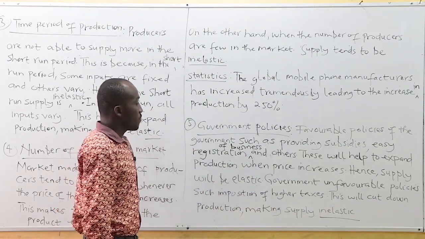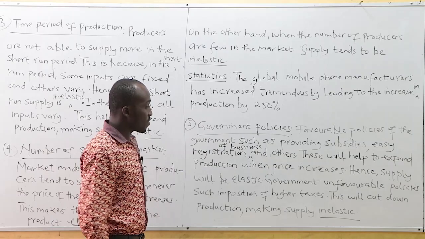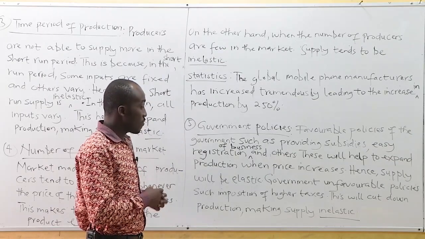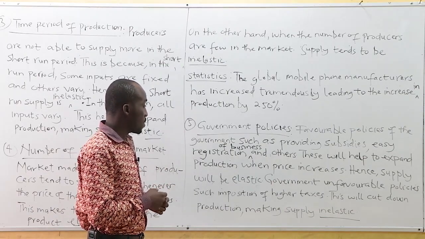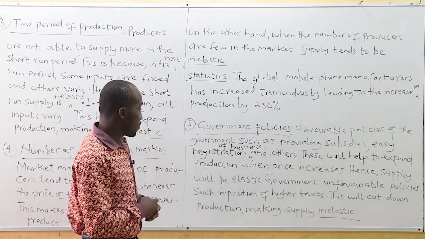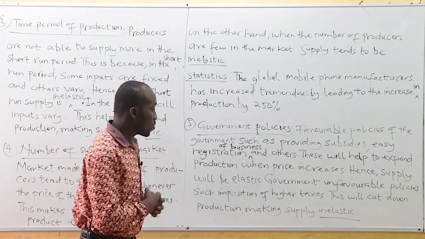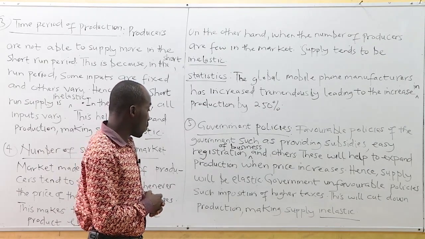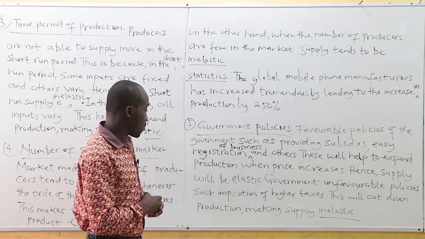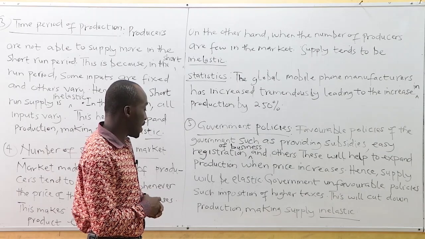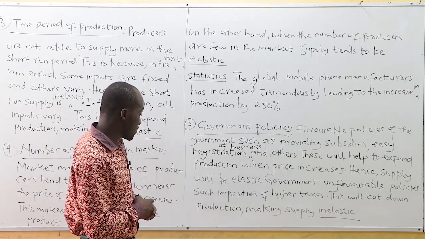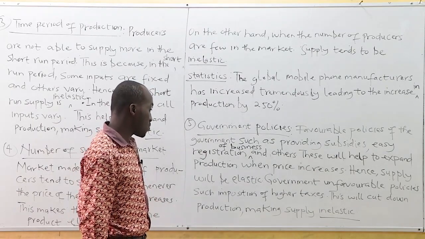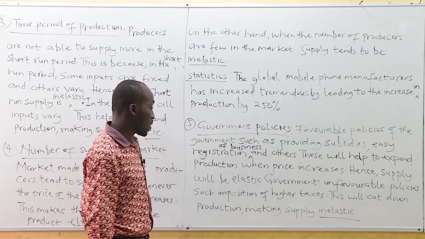Government policies. Favorable policies of government, such as providing subsidies, easy registration of business, and others, will help to expand production when price increases. Hence supply will be elastic. Government unfavorable policies such as imposition of higher taxes will cut down production and make supply inelastic.